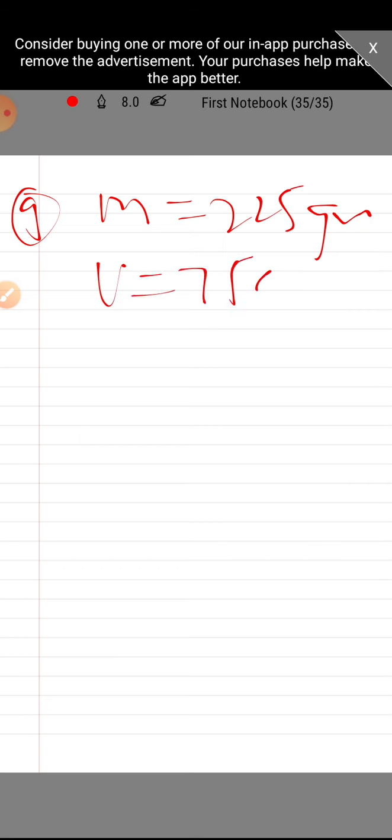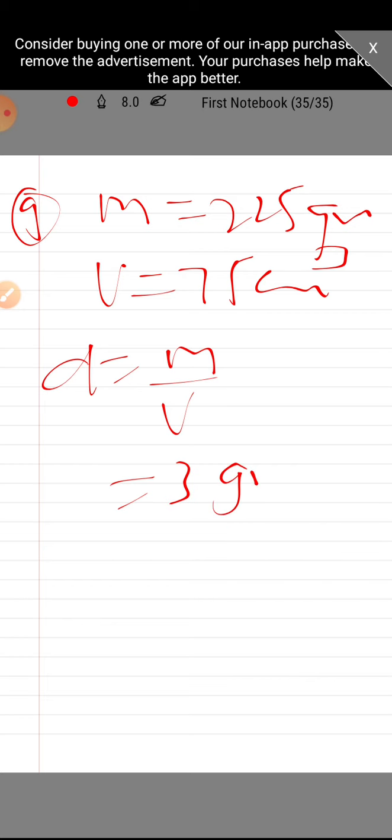Question number 9, mass is given as 225 grams, volume is given as 75 centimeter cube. You have to determine the density of the stone. So density again is given by mass upon volume. You can easily calculate, find it out. So when divide, you get density as 3 gram per centimeter cube. That is your density. Now moving to the question number 11. This is 10. In question number 10, you have been given the density of copper.